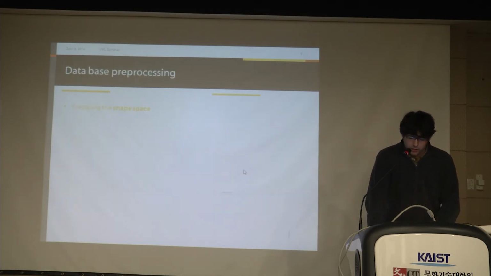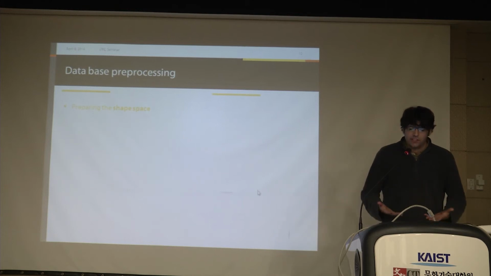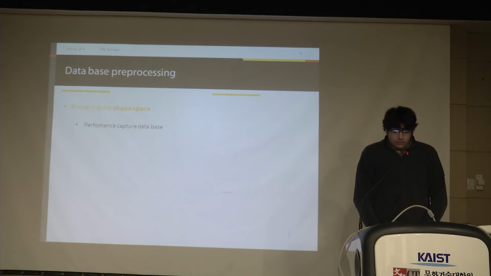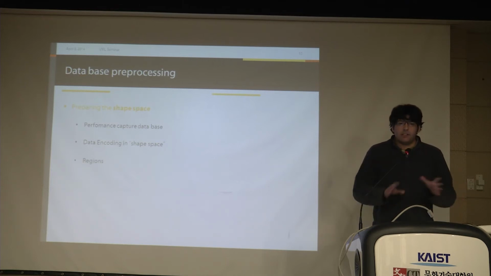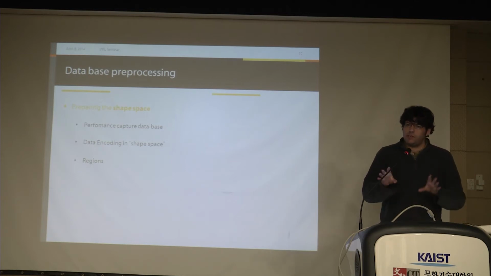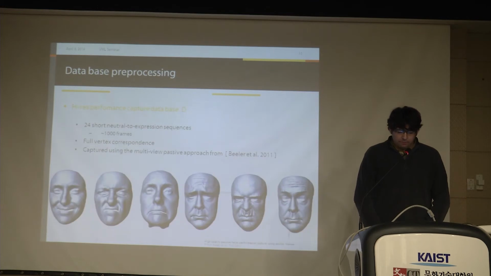Okay. So the first step, of course, is preparing this space, the shape space. First you need to have a good database, and then you need to encode this data into the shape space. And finally, because they want to deal with very high resolution, they make local regions to speed up the process.